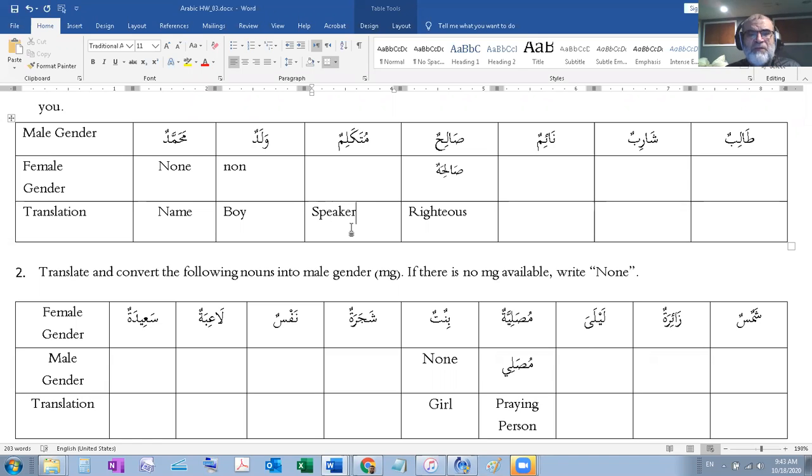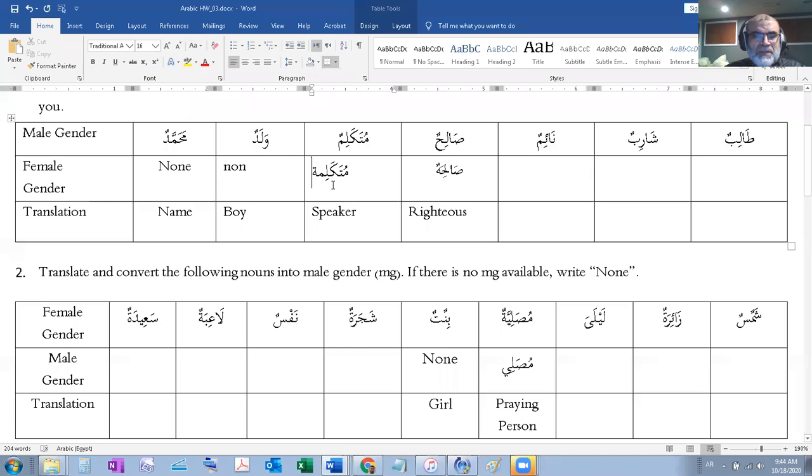Okay? So whenever you have a noun derived from a verb, or اسم فاعل, then we know that it must have a female version. So a speaker could be male or female. To identify if it's male or female, we just add تاء مربوطة, like that. And then we can add tanween dhamma.